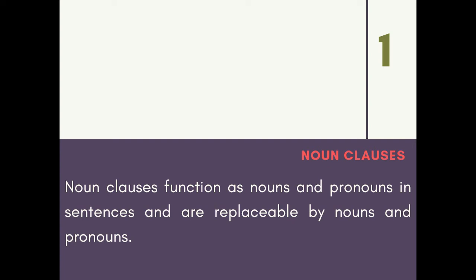That he came late annoyed the jury. Now, the whole expression "that he came late" is a noun clause. How do we know? You must ask the question, what annoyed the jury? That he came late. Now, looking at the expression so far, you can replace it with a pronoun, it. It annoyed the jury. Very easy.